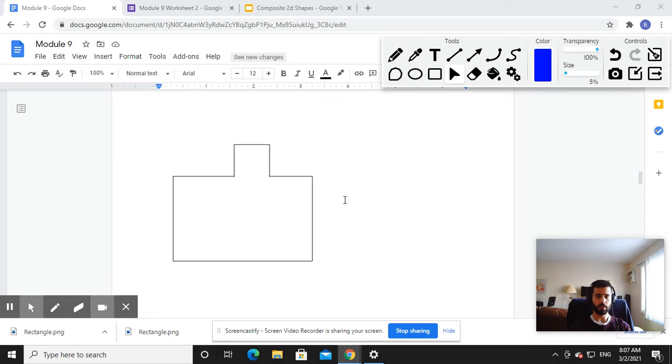So before we start finding the area of irregular figures like this one, or composite two-dimensional shapes is another word for them, we need to be able to figure out the missing sides just using some pretty simple arithmetic and logic. So let's say we're not even going to use units.